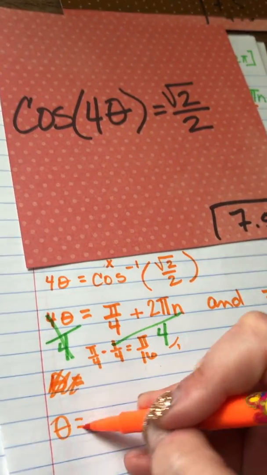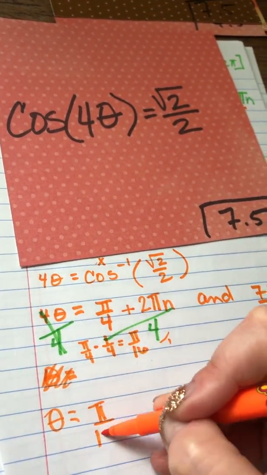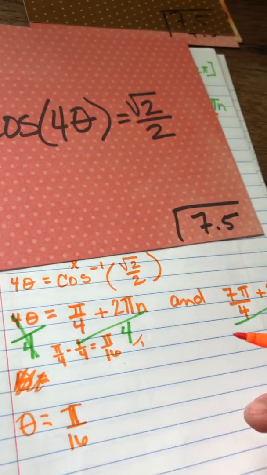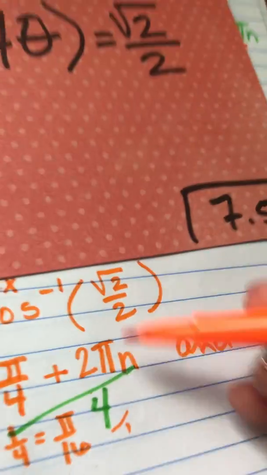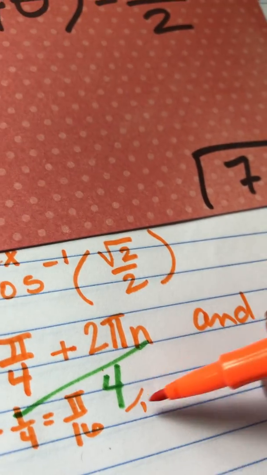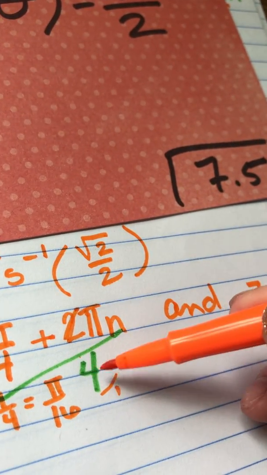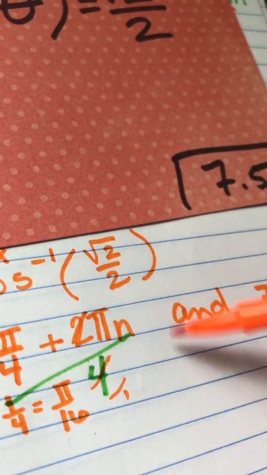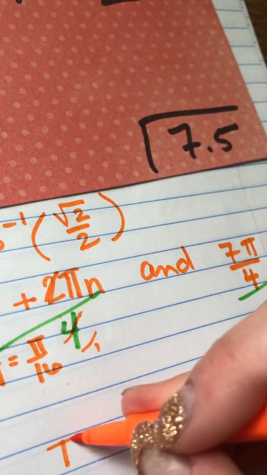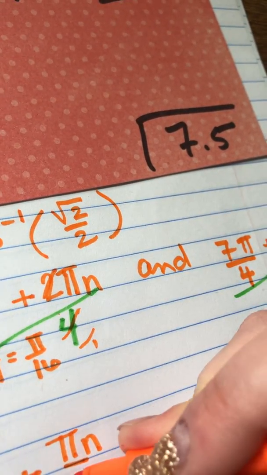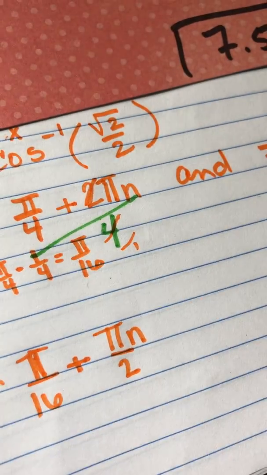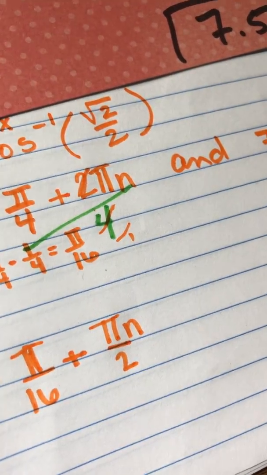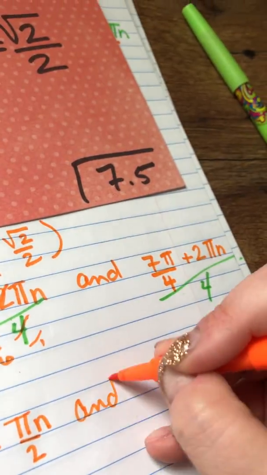So theta is equal to pi over 16 plus, let's see, 2 pi n over 4. That reduces to just pi n over 2. Okay, now let's work on this other piece.